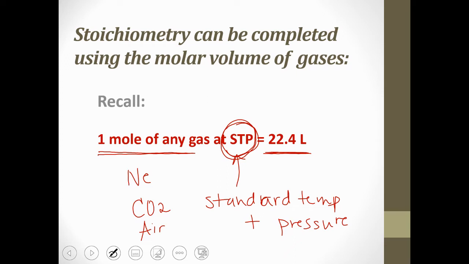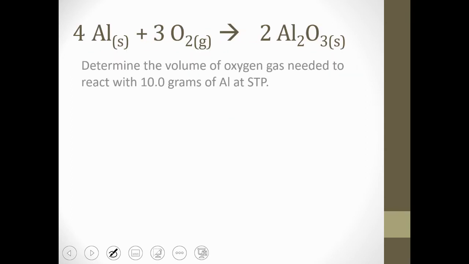Now that this relationship is established, this gives us another equality that we can use in our factor label problems. So I'm going to do 2 samples using it, and then you'll be able to apply it to your homework. So for example, here's the equation that we already balanced. What if we have 10 grams of aluminum to react? How much oxygen do we need to react with that? Do we have enough oxygen in the stockroom? That's a question that I might answer. What size tank do I need to get? At what pressure? Well, obviously, we're doing this at STP.